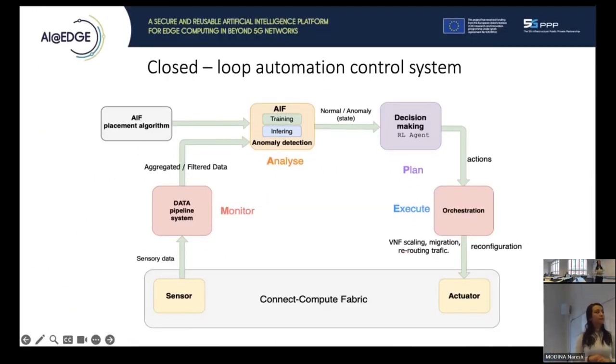So if we go back to our closed loop, we can start with this first brick here, which is the IAF placement algorithm. This will be the starting point of our closed loop, by deploying an algorithm in order to decide on the number and the placement of the IAFs.